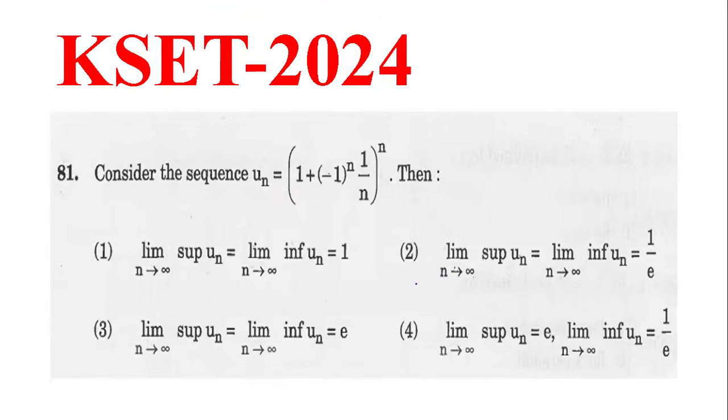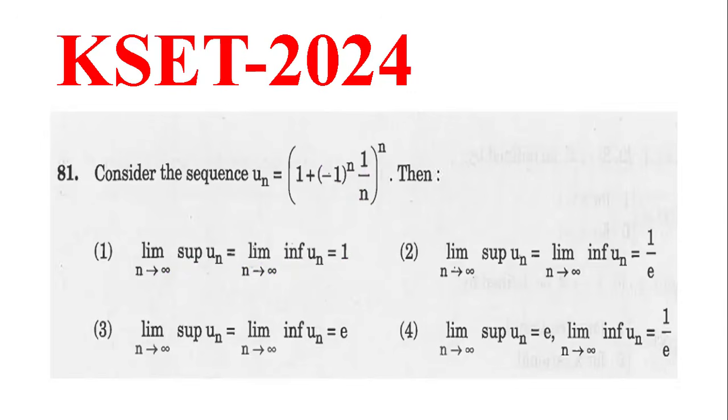Question is, consider the sequence un is equal to (1 plus (minus 1) raised to n by n) whole power n. Then limit n tends to infinity, superior of un is equal to limit n tends to infinity, inferior of un is equal to 1. What will be the answer?